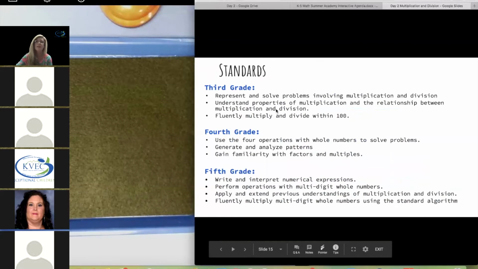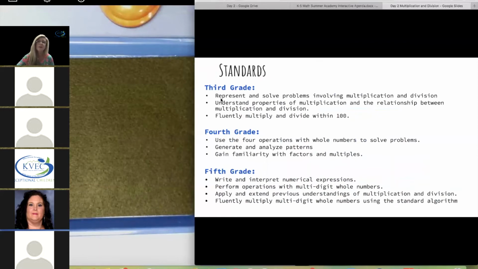So briefly on the standards, in third grade, we represent and solve problems involving multiplication and division. We understand properties of multiplication and the relationship between multiplication and division. We understand that division is just the undoing of multiplication, just like subtraction is the undoing of addition. And we fluently multiply and divide within 100. We'll get into that fluency piece later on today.